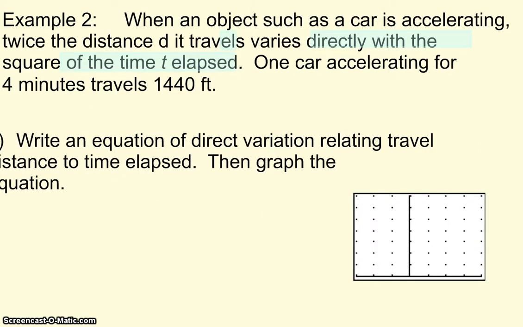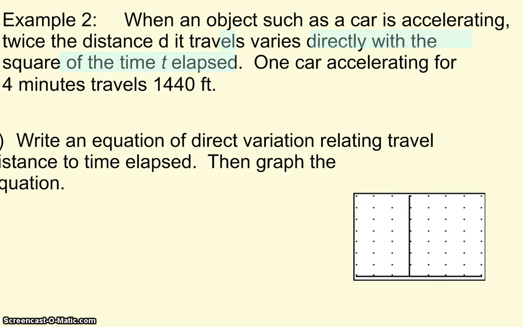In our next example, we're again looking at direct variation. It says an object, such as a car, is accelerating. Twice the distance d it travels varies directly with the square of the time t elapsed. A car accelerating for 4 minutes travels 1,440 feet.